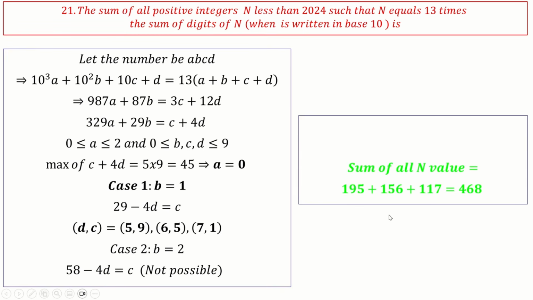So if you write them properly, the numbers are, this is D comma C, not C comma D. So 195 because B is 1, 195, 156, 117. Sum of all the 3 values is 468. That's the answer. So this is a fairly easy problem. Okay, next.